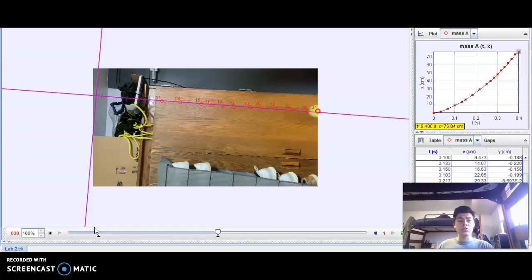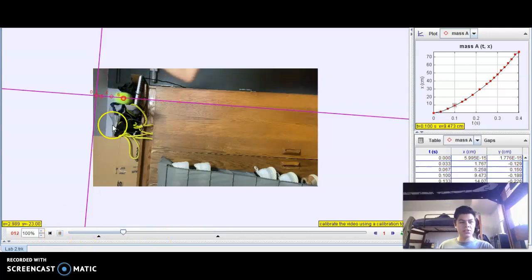So in this lab, we dropped an object from a height, and I dropped a tennis ball. As you can see right here, I'll play the video. I propped my camera up on my desk, and I just dropped it. There's my hand right there. So I dropped said tennis ball.